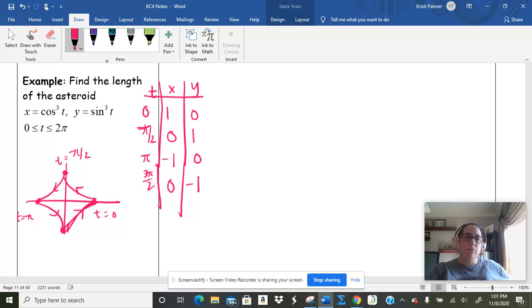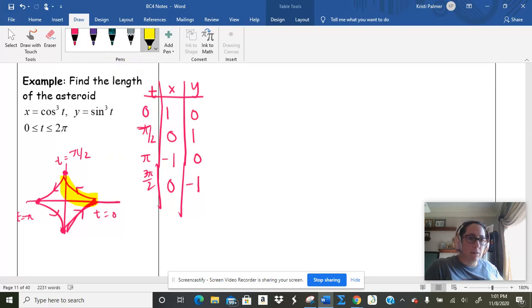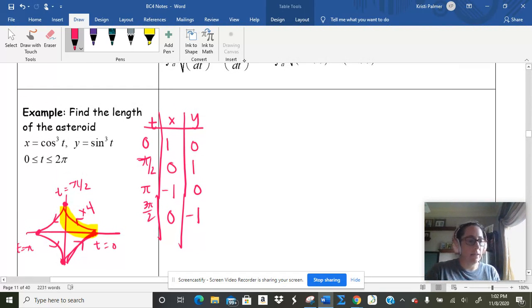And so if I want to find the length of the asteroid, we have some options here. We could find this length and multiply it by 4. Or we could find just the top half and multiply it by 2. Or we could try to go all the way from 0 to 2 pi. And sometimes that works, sometimes it doesn't, and let's find out why. So, to find the length, I need to find the first and second derivatives.